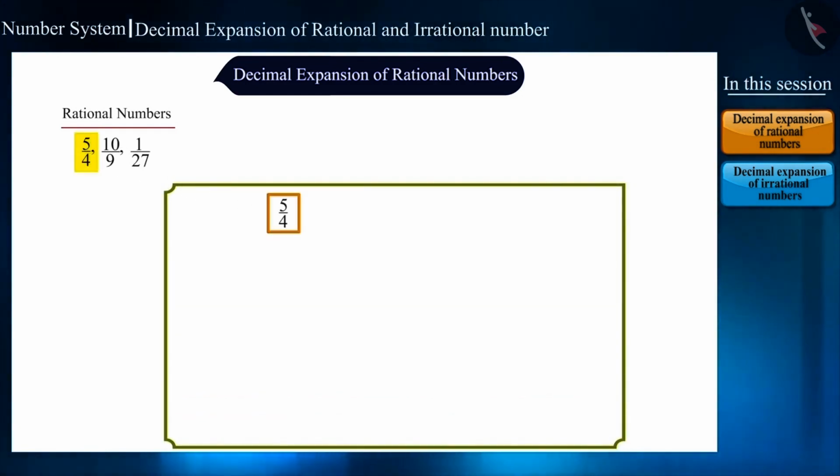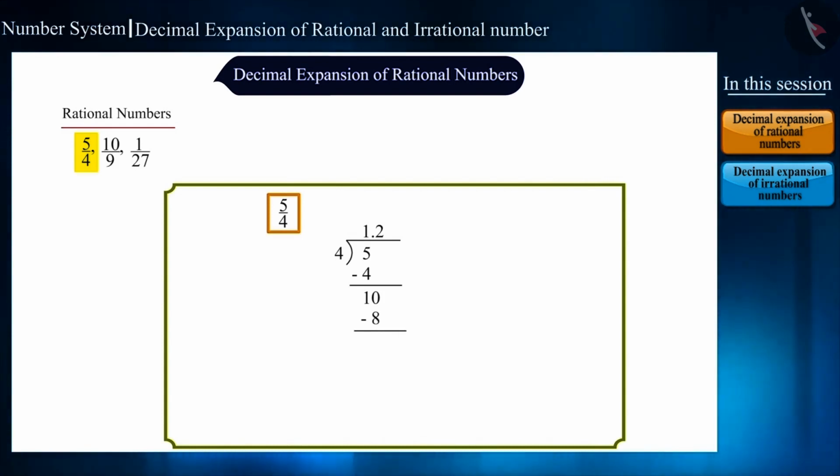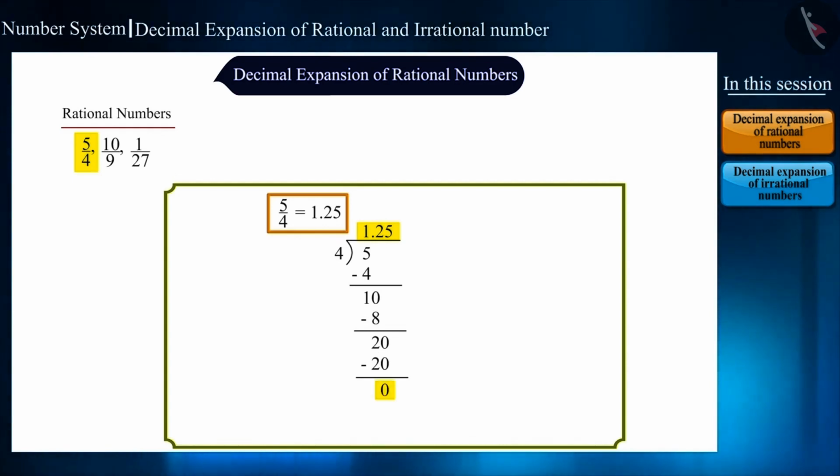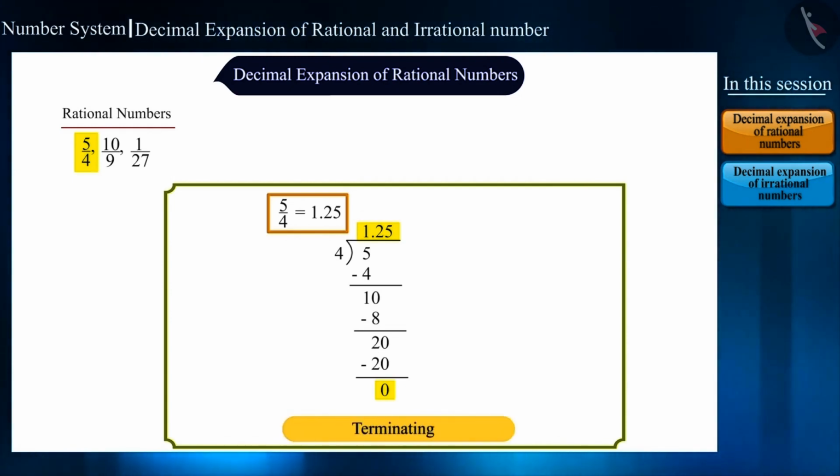Let's take the first example 5 by 4. Here, we will divide 5 by 4. We get the answer as 1.25. In this example, after a few steps, the remainder becomes 0 and the decimal expansion in the quotient ends. Therefore, this decimal expansion is called terminating decimal.